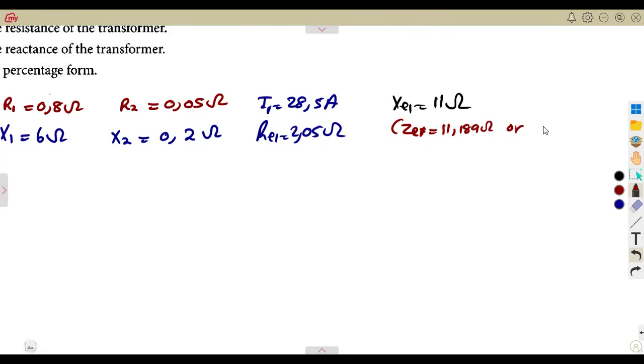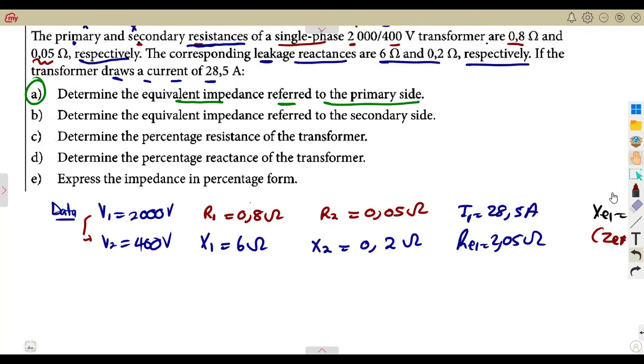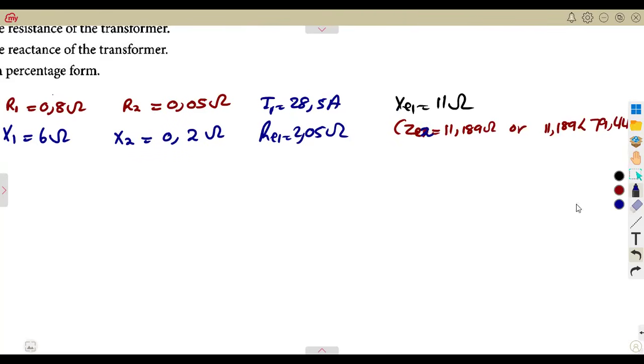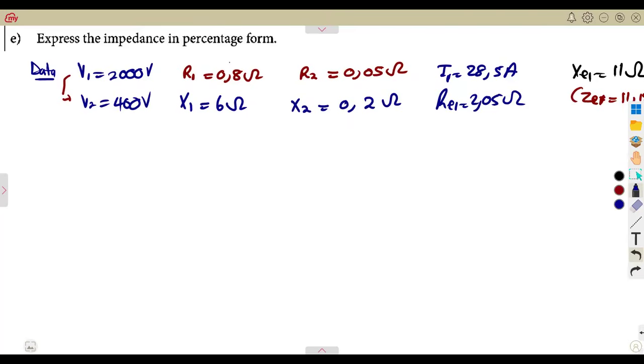We saw that it can be 11,189 ohms, or you can present it as 11,189 at an angle of 79,443 degrees. Okay, so let's continue, guys. B is just a continuation, like a repetition, because you need to determine the equivalent impedance referred to the secondary side, meaning we're just talking of ZE2. This was ZE1, then we're going to talk of ZE2. So this time you are just considering the secondary side.